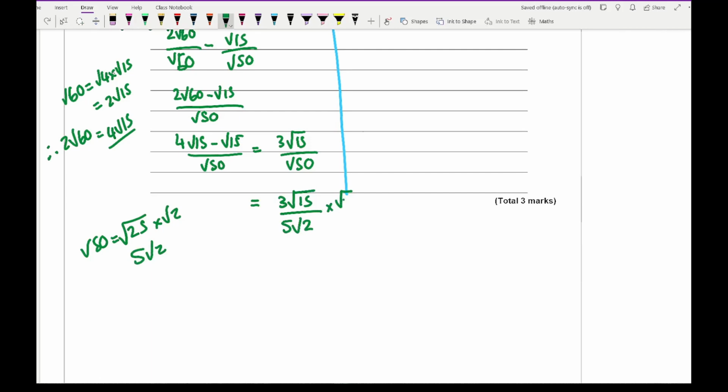If I multiply and try to rationalise the denominator, I end up with 3 root 30 over 5 times root 4, which is 3 root 30 over 10. And that then gives me my final answer. So this is my final answer.